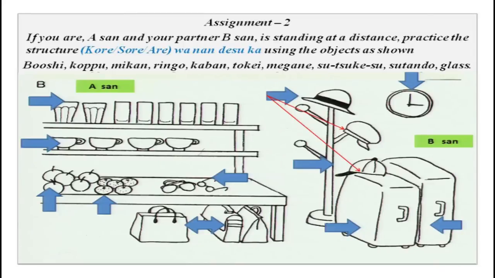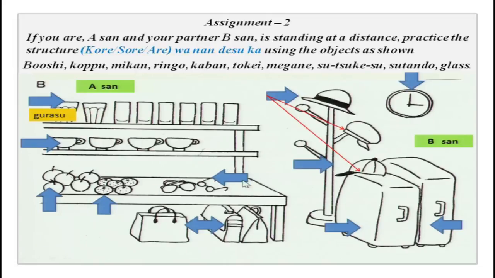Now, we'll go on to the next assignment. Now, this picture has a lot of things in it. If you are A-san over here and your partner is B-san over here and is standing at a distance, practice the structure kore, sore, are wa nan desu ka, using the objects as shown. The names of the objects are listed over here on top. You are supposed to point and then ask kore wa nan desu ka, sore wa nan desu ka or are wa nan desu ka.